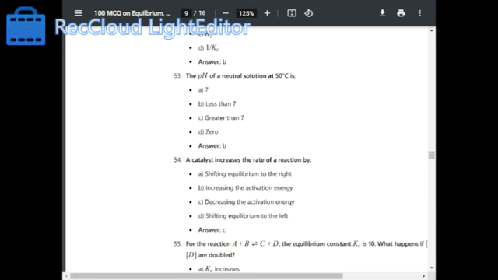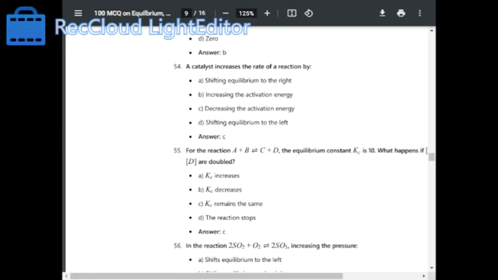Question number 54. A catalyst increases the rate of a reaction by option A shifting equilibrium to the right, option B increasing the activation energy, option C decreasing the activation energy, option D shifting equilibrium to the left. The correct answer is C, decreasing the activation energy. A catalyst increases the rate of reaction by decreasing the activation energy.